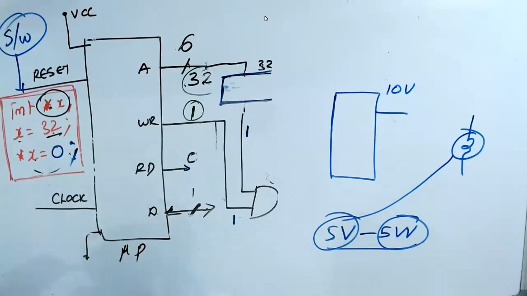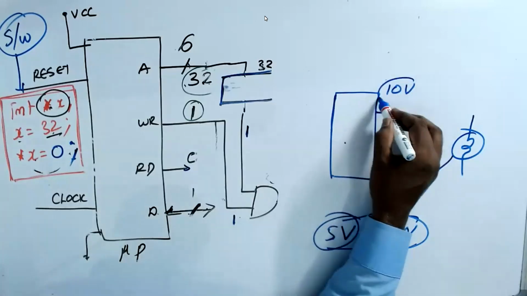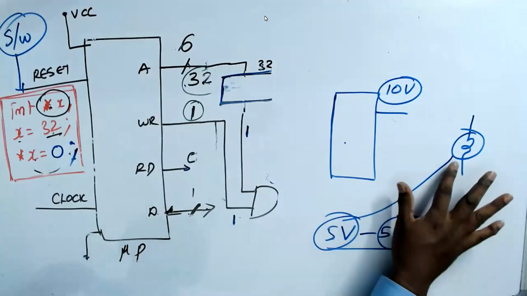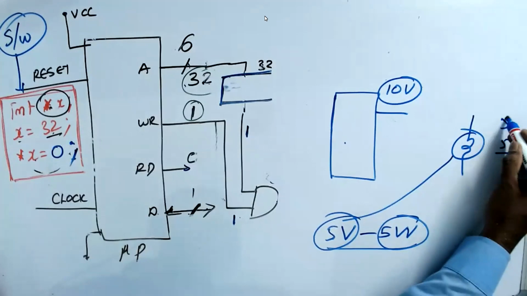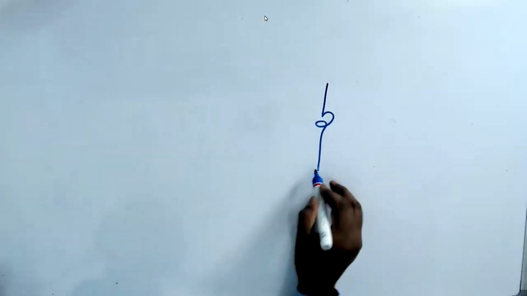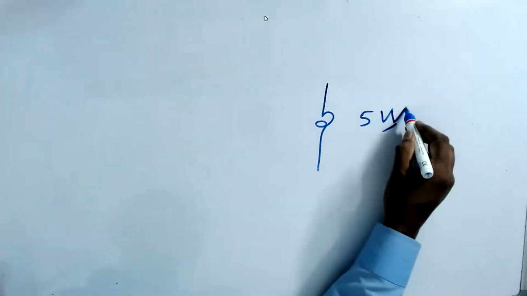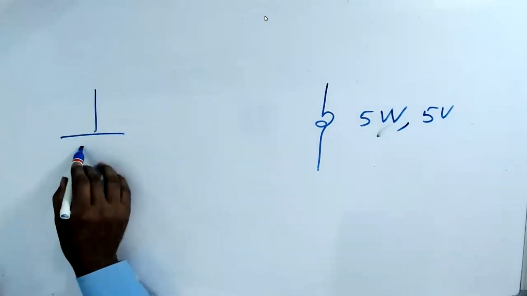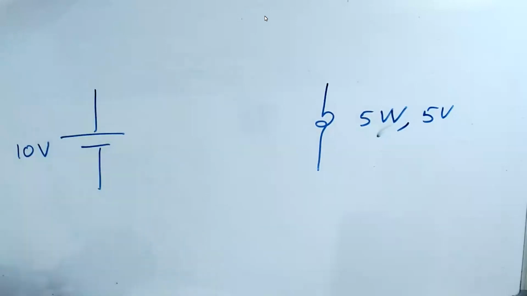But unfortunately, I have a supply of only 10 volts. What will happen? Tell me now. How do I connect? This is a 5 volt, 5 watt bulb. Let us discuss only one thing. This is very important. I have a bulb which is 5 volt, 5 watts at 5 volt. But I have a battery of 10 volts. How do you connect this?